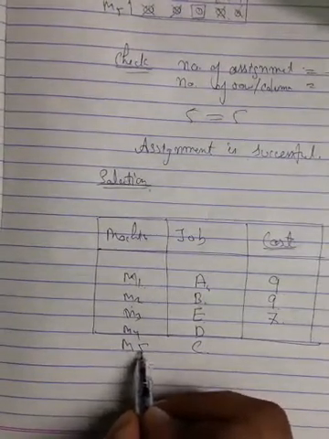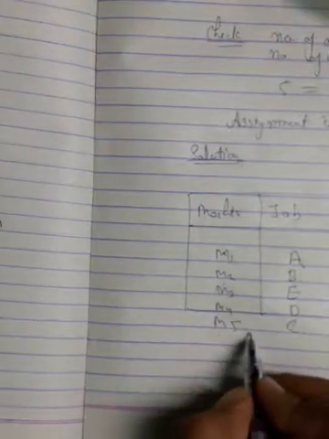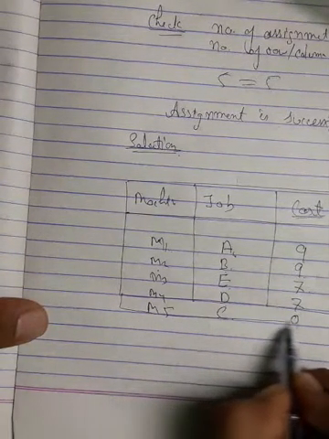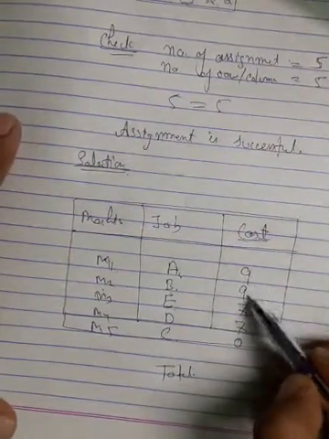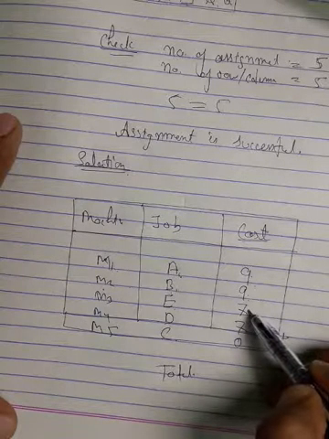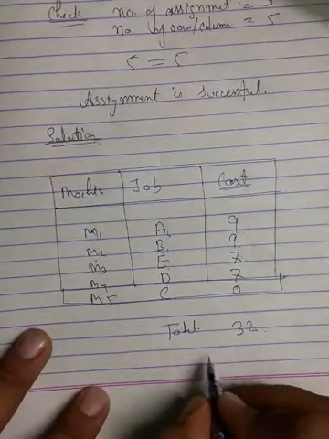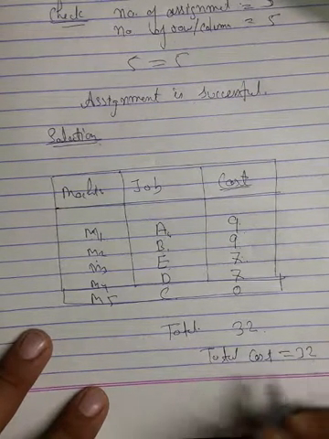For machine 4 the assignment is D, that is again 7, so write 7 here. Now for the M5 machine, since M5 is a dummy activity, write 0 here. Now find the total cost, 9 and 18, so the total is 32. So the total cost is 32.